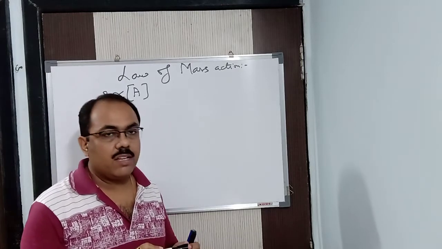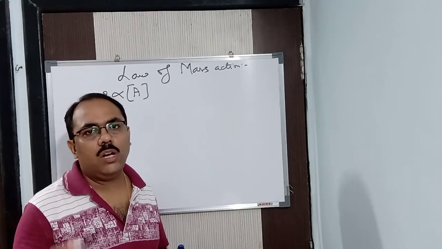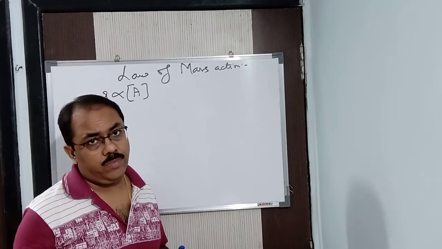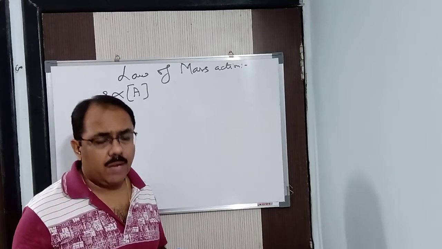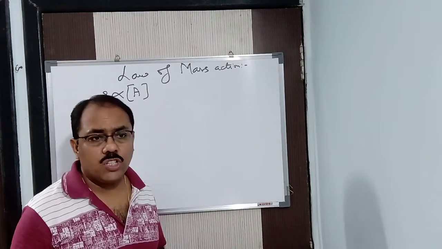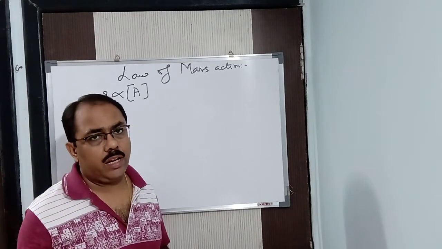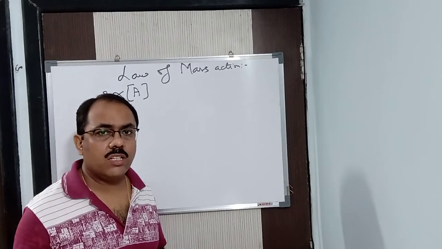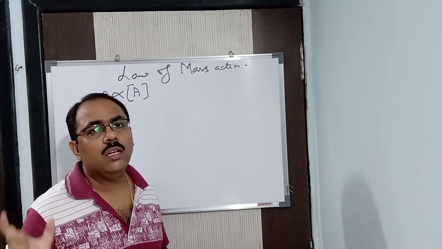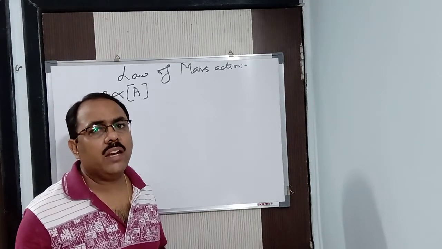The rate at which a substance reacts, let me first tell you the statement. The rate at which a substance reacts is proportional to its active mass. And the rate of a chemical reaction is proportional to the product of the active masses of the reactants.